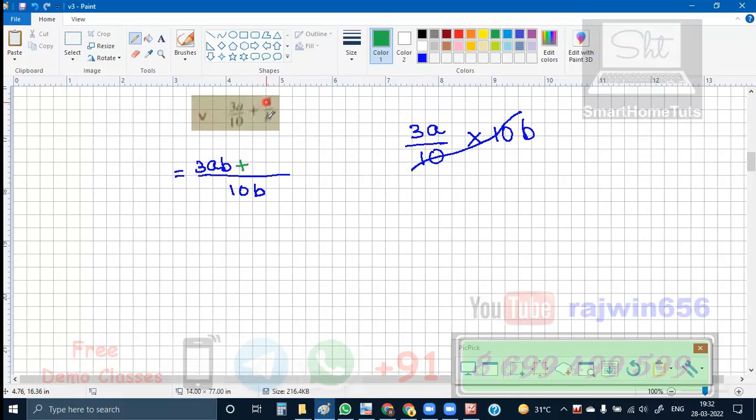Now I'm going to take the second term, 4 upon b. This will be multiplied by the LCM, which is 10b. So here now b and b will get cut. What is remaining here? 4 multiplied by 10. 4 multiplied by 10 is 40. You'll put this in the bracket. This is your final answer.